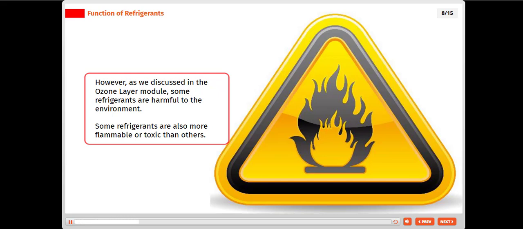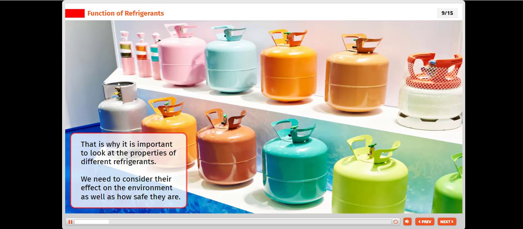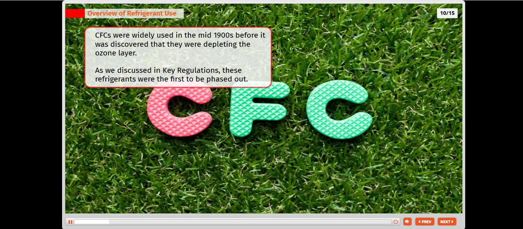However, as we discussed in the ozone layer module, some refrigerants are harmful to the environment. Some refrigerants are also more flammable or toxic than others. That is why it is important to look at the properties of different refrigerants. We need to consider their effect on the environment as well as how safe they are. CFCs were widely used in the mid-1900s before it was discovered that they were depleting the ozone layer. As we discussed in key regulations, these refrigerants were the first to be phased out.